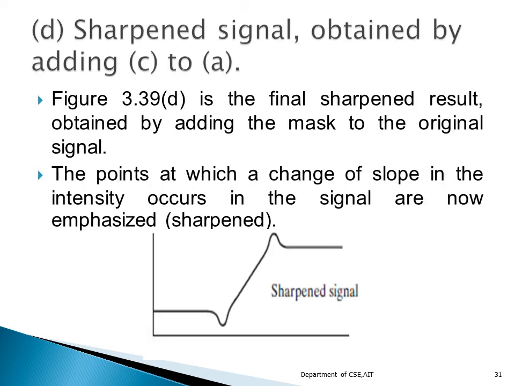This is the final result, the sharpened result after I add the mask to the original signal. We can see that at the change of slope, wherever the intensity is changing, we now have more sharpened features. That means by making use of this filter, this is the output I am going to get: a sharpened image.